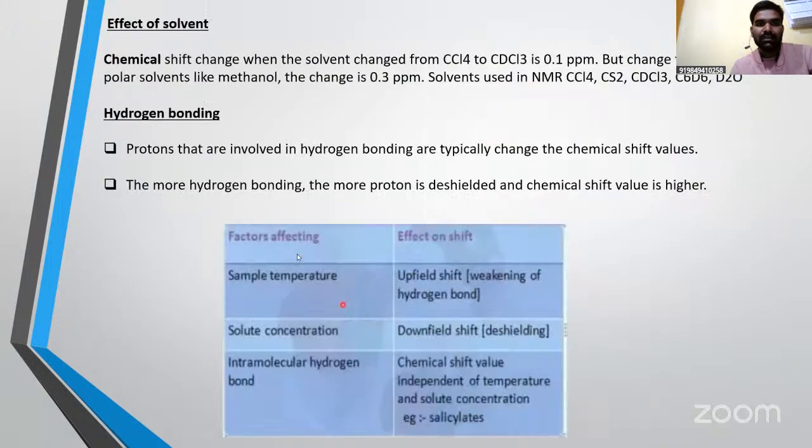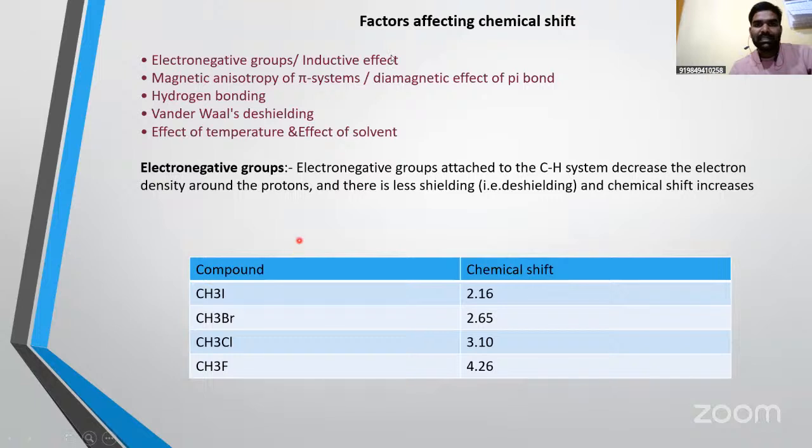These are the factors which affect the chemical shift. What are the factors we have discussed? Electronegative groups, magnetic anisotropy or diamagnetic effect of pi bonds, hydrogen bonding, van der Waals deshielding, effect of temperature, and effect of solvent.